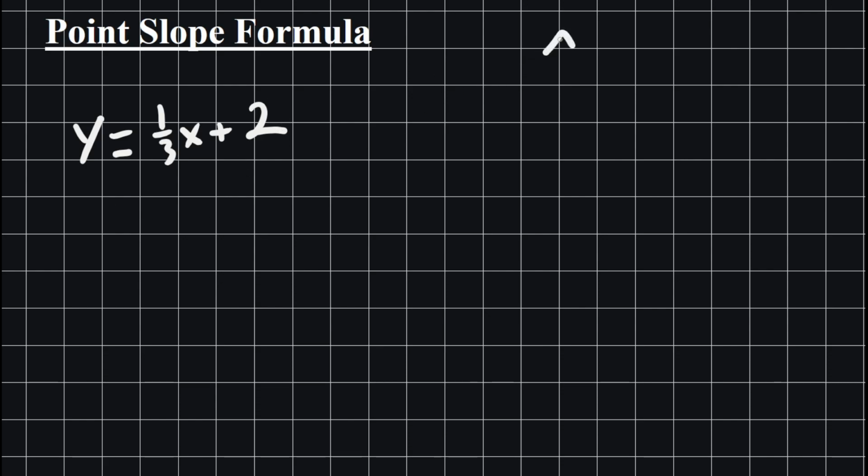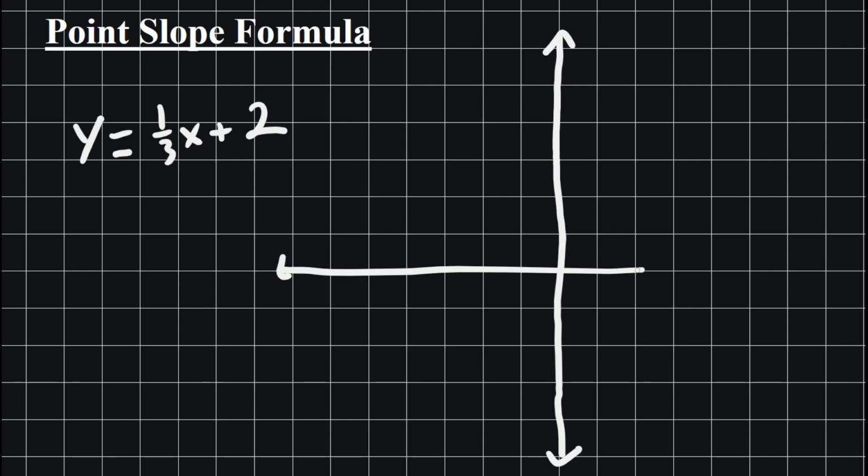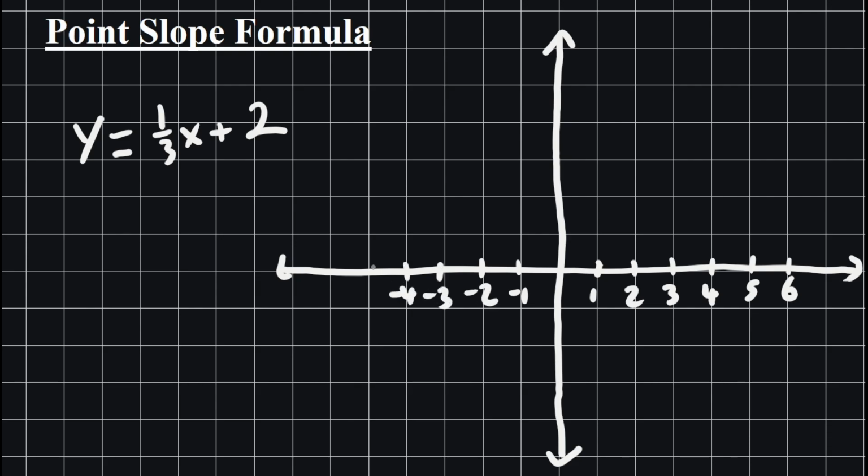So let's go ahead and draw our x and y axes. So our y-axis from top to bottom and our x-axis from left to right. Let's make it as straight as possible. And let's go ahead and label it with our numbers. 1, 2, 3, 4, 5, 6. -1, -2, -3, -4, -5, and -6. And going up is 1, 2, 3, 4, 5, 6. 6 up here. Going down is -1, -2, -3, -4.